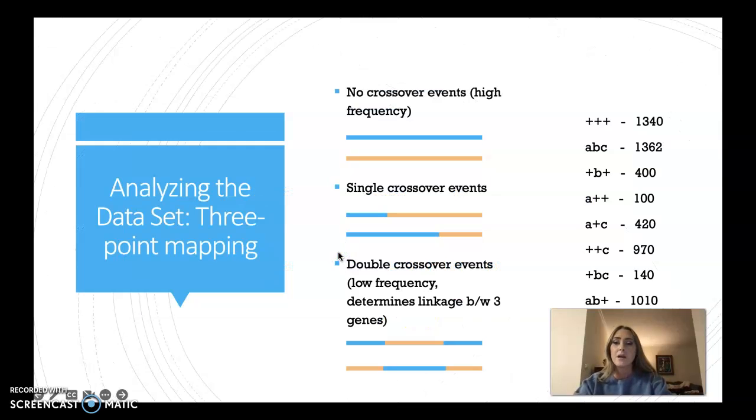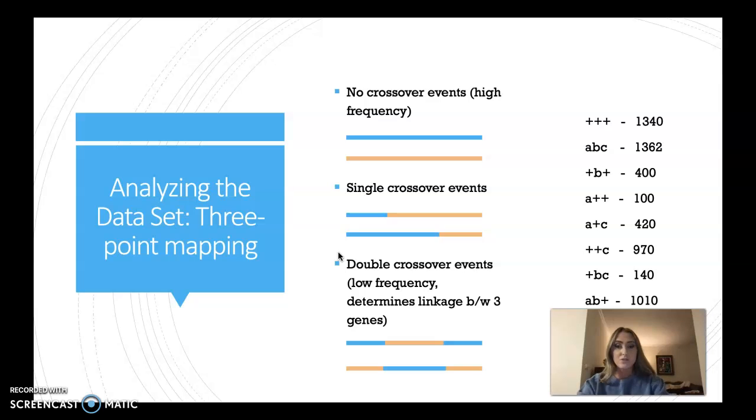So in mapping, we use three-point mapping actually, so it looks at no crossover events, single crossover events, and double crossover events. No crossover events are very high frequency in nature, so those are the most usual type of event that we will see, and that involves no exchange of genetic material. For single crossover events, we only see a single exchange of genetic material between two non-sister chromatids. And in this case, we can use single crossover events to look at the linkage between two genes.